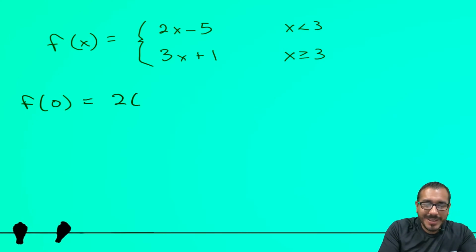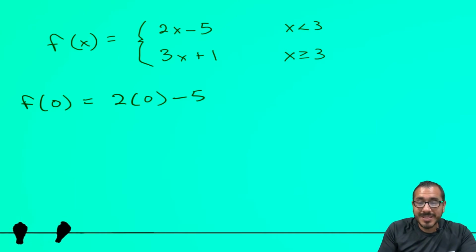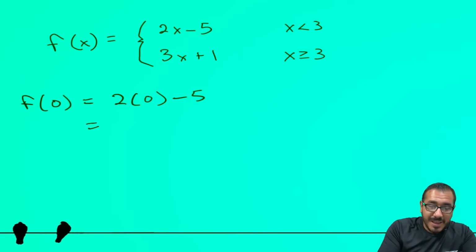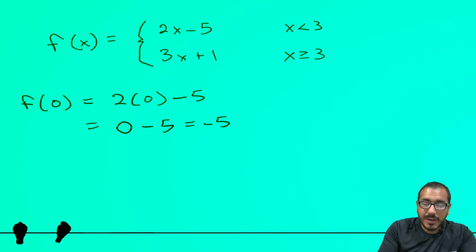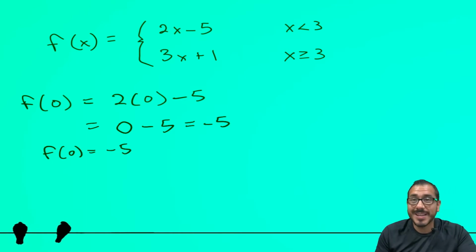So where I see x, I'm plugging in that 0, and we totally ignore all this over here because 0 doesn't belong to this group. It belongs to this group right here. And now the easy part, right? We just plug it in and calculate here. So 2 times 0 is 0, minus 5, and so we end up with negative 5 there. So f of 0 equals negative 5. So there we go. It's that easy.